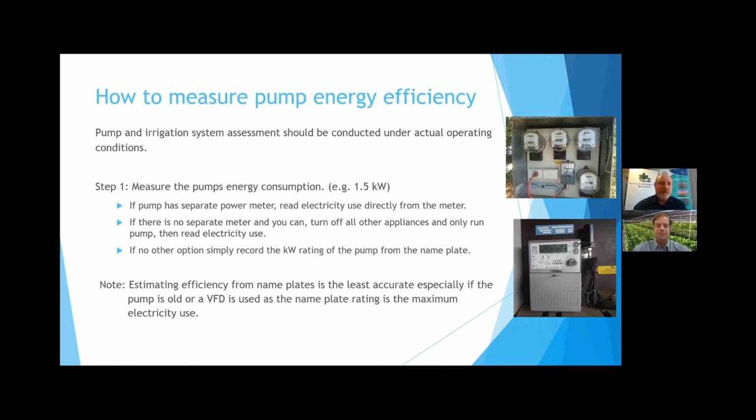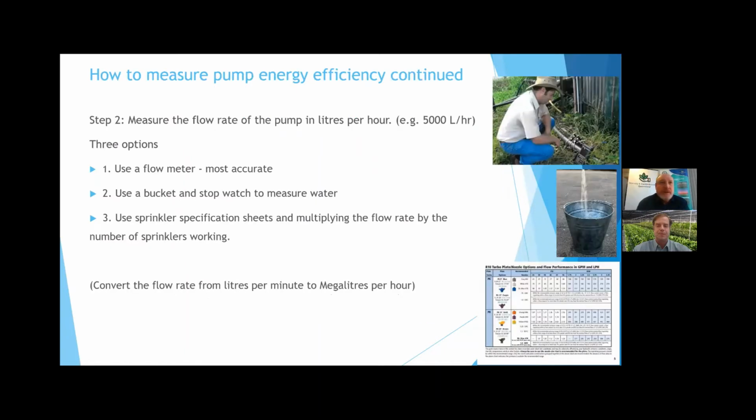So I'm just going to move on now to step two in how to measure pump energy efficiency. Step two, of course, is flow rates. You need to measure the flow rate of the system, and it is usually in litres per hour. If you've got a flow meter installed, then great. Simply record how much water has passed through the flow meter on, again, a 20, 30 or 60-minute cycle.